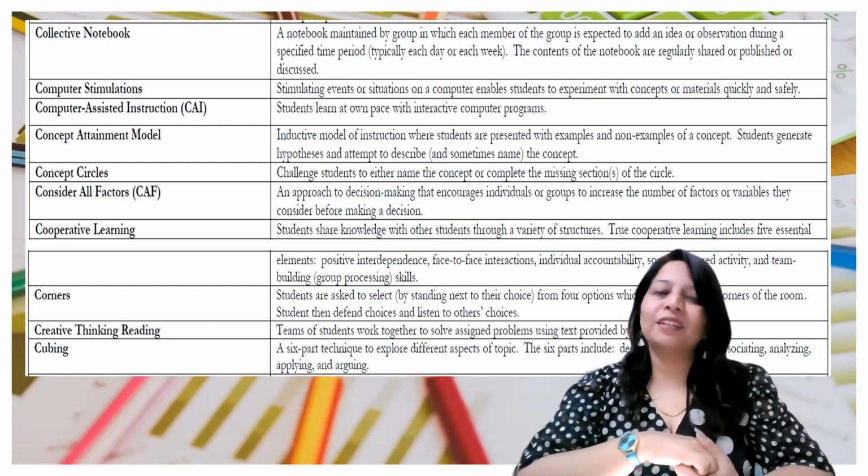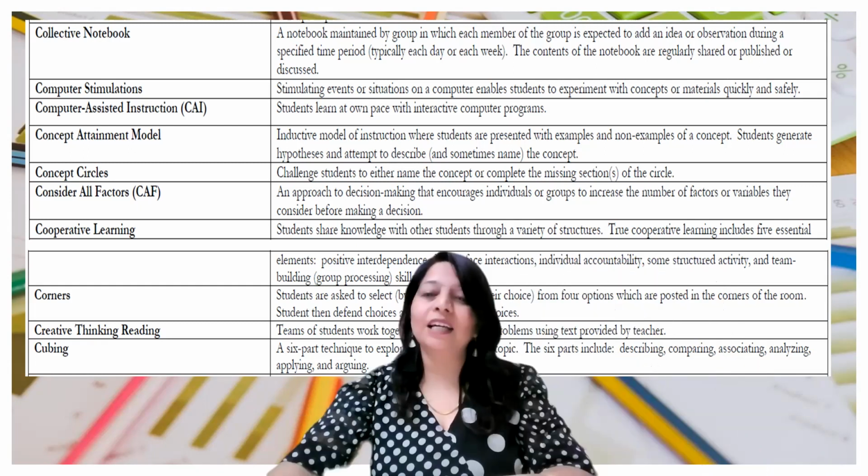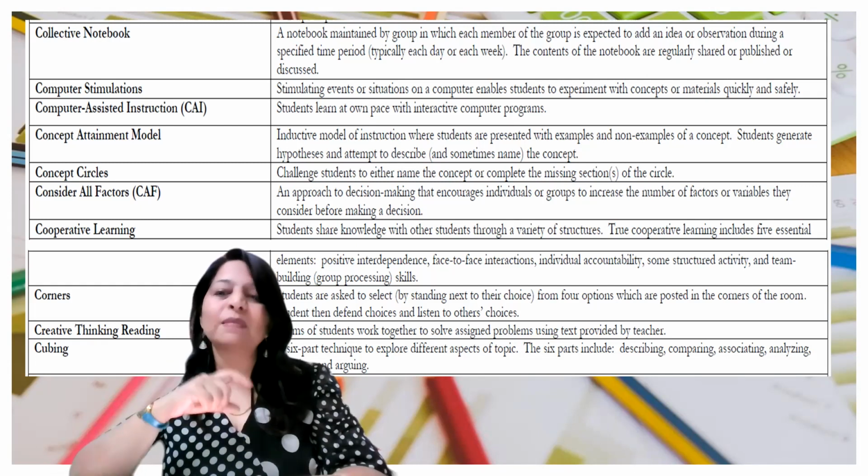Now, coming to the next CAT, classroom assessment tool, that's cooperative learning. Students share knowledge with other students through a variety of structures. True cooperative learning includes five essential elements, and these elements are positive interdependence, face to face interaction, individual accountability, some structured activity, and team building skills.